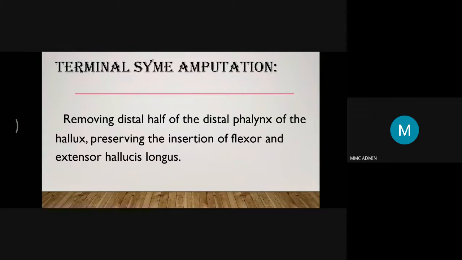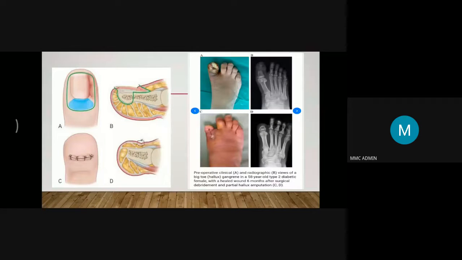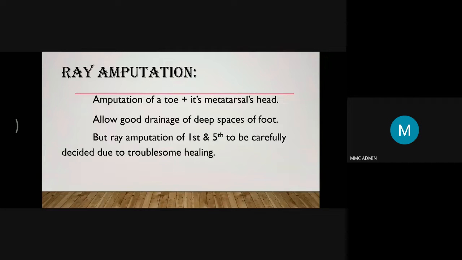This is only for the cases with very distal wounds. Like here, we are having a wound in the tip only. So we go for a terminal Syme's amputation and we close here. Right. The next one is Ray amputation. The Ray amputation is the most common type of amputation we are doing nowadays. Right. Which is amputation of a toe with its metatarsal head. The question here is why we are removing that metatarsal head.